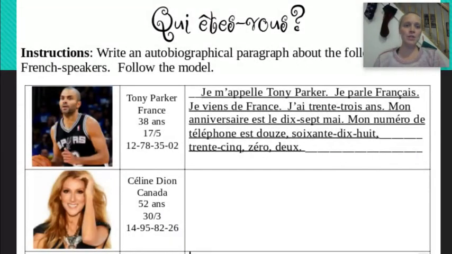And then you're going to do some paragraphs about these people, but you're writing autobiographical paragraphs, meaning they're from that person's perspective. So Tony Parker would say, je m'appelle Tony Parker, je parle français, je viens de France, j'ai 33 ans, mon anniversaire est le 17 mai, mon numéro de téléphone est 12 78 35 02. So you can see all the information you need is there to write these paragraphs about these people, but you're writing it from their perspective. Je m'appelle, je parle, je viens, j'ai, and mon numéro de téléphone, right? And mon anniversaire. Excellent. The last paragraph will be about yourself.